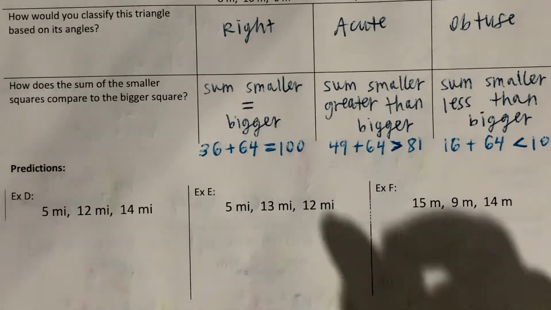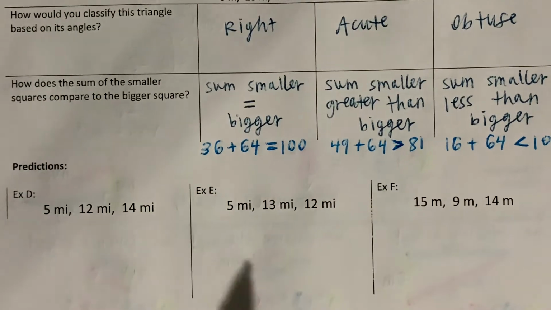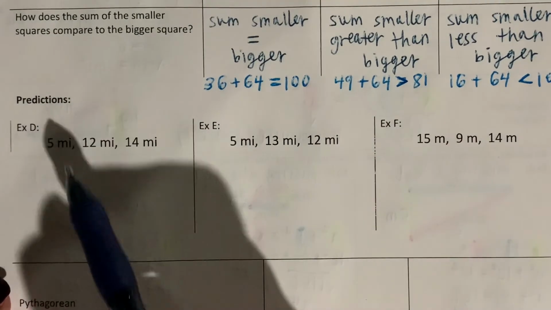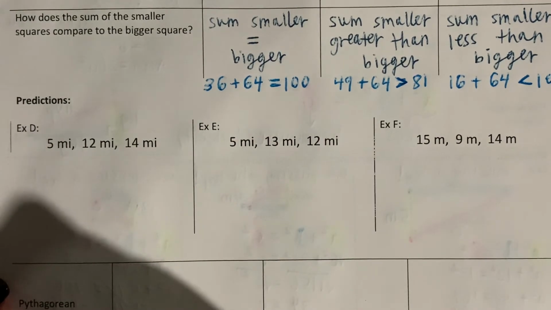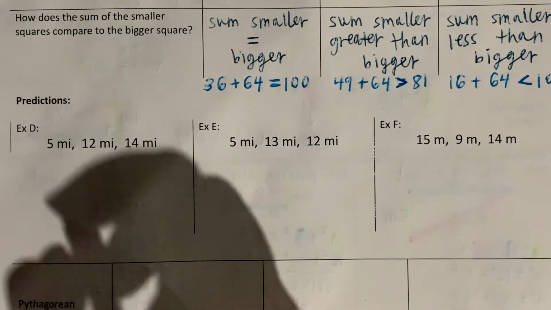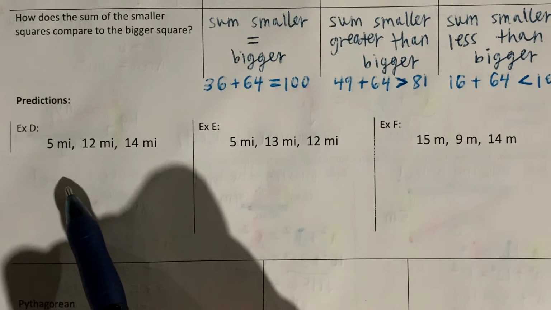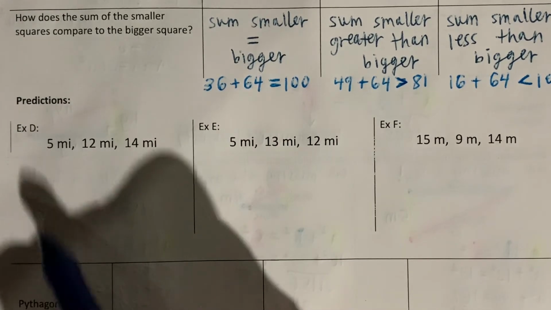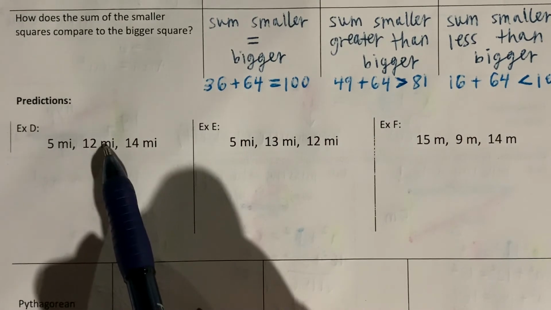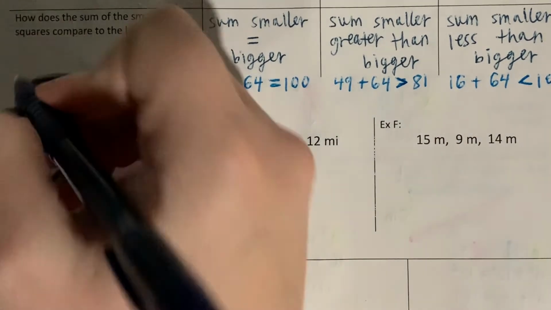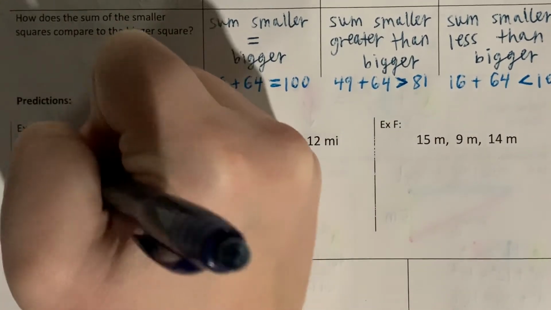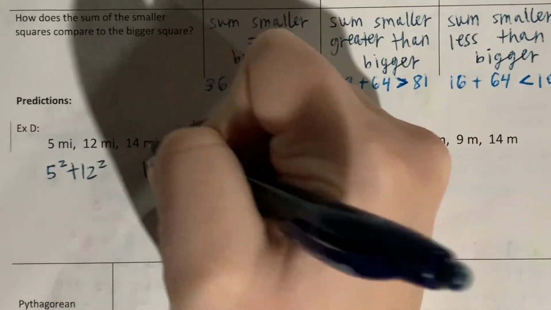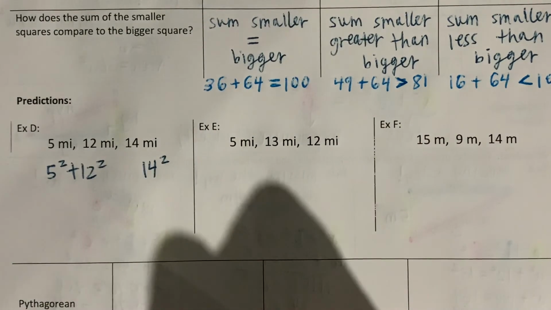So let's use this exploration to help us make some predictions. On example D, we have 3 different side lengths of a triangle, and I'm going to try to compare the sum of the smaller squares to the bigger square. I first need to find my 2 small sides, and in this case it would be the 5 and the 12. So I can do 5 squared plus 12 squared and compare it to my bigger square, 14 squared.